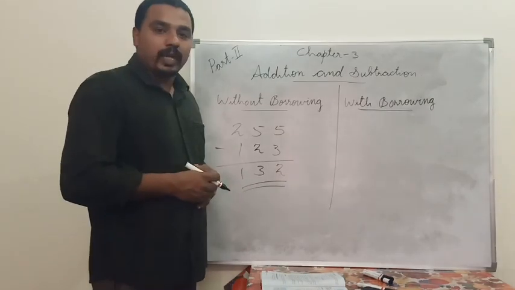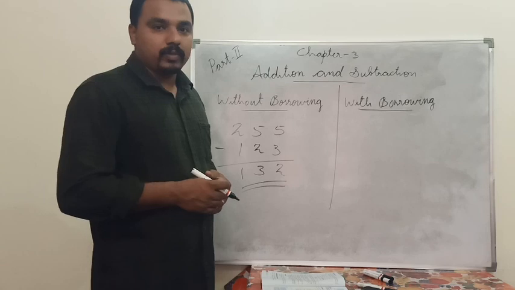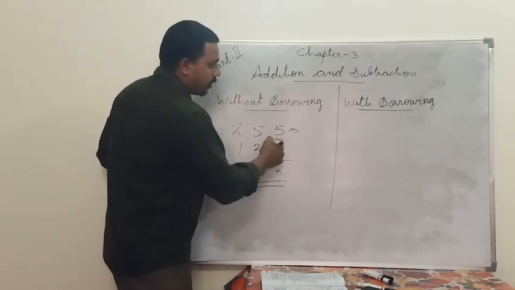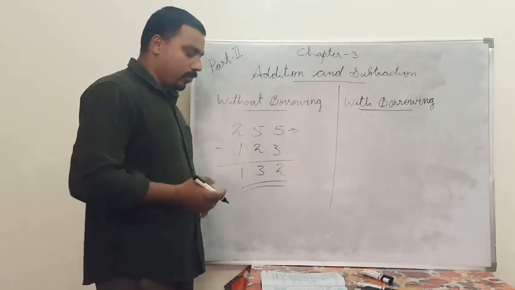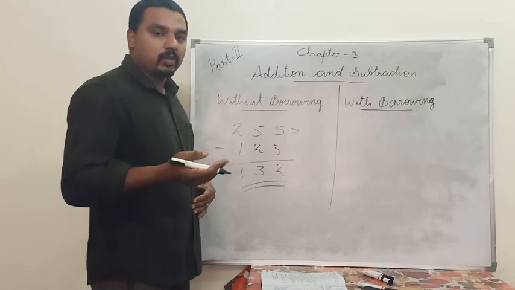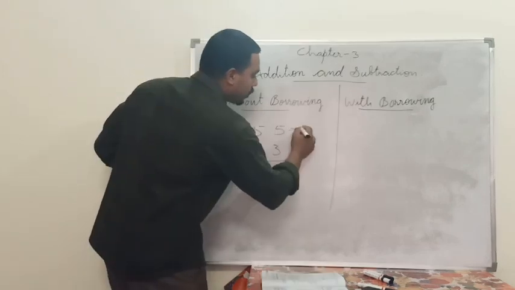And there are some terms we use in subtraction. What are the terms we have to use? See, the first number is called what? Minuend. From which number we need to subtract, that number is called Minuend.